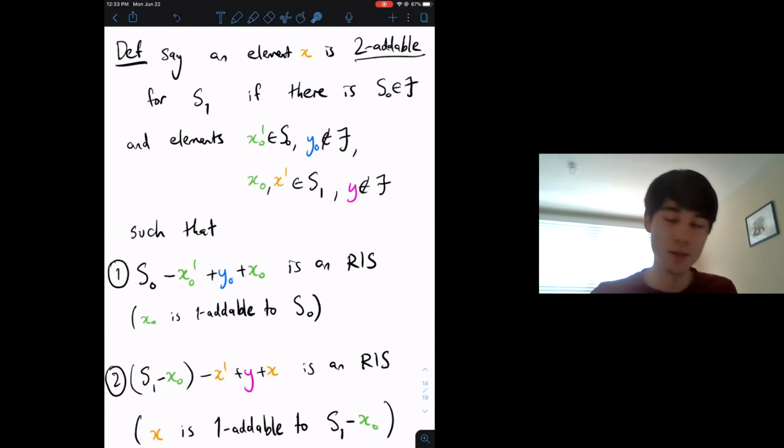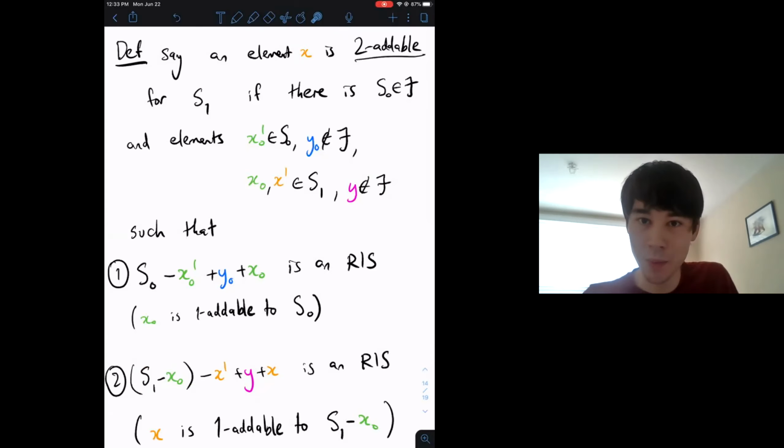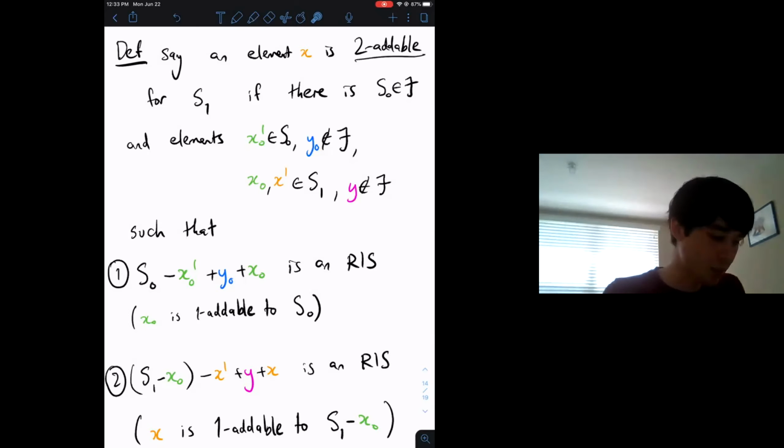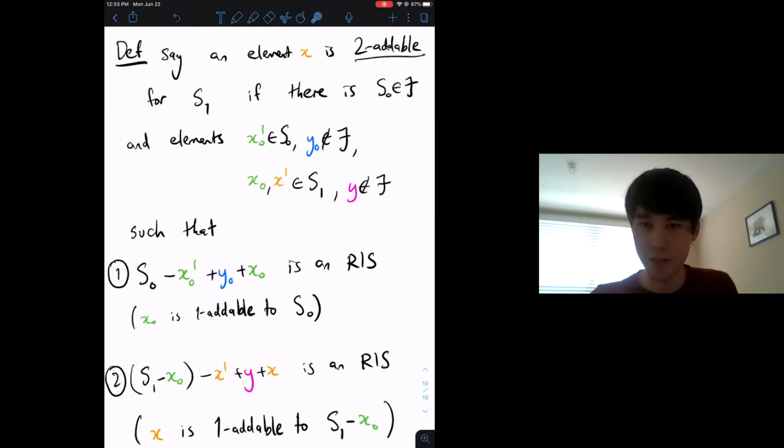So this definition has the same property as direct addability and 1-addability, which is that if you're able to find an element which is 2-addable and does not already exist in the family, then you're happy. Then you can do a sequence of moves and increase the size of your family. The sequence of moves here would be you swap something, you move x0 from S1 to S0, you swap something else, and then you add x. And the net effect of that is that you increase the volume by 1.